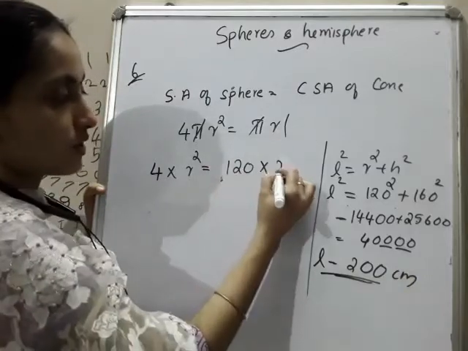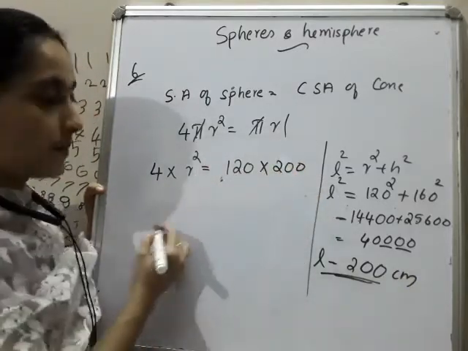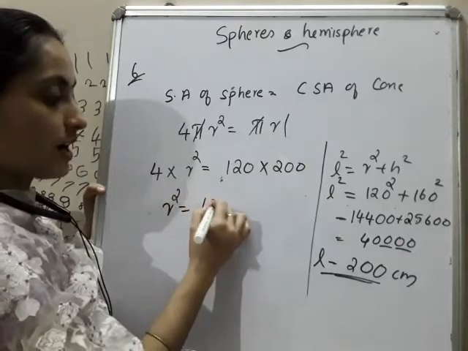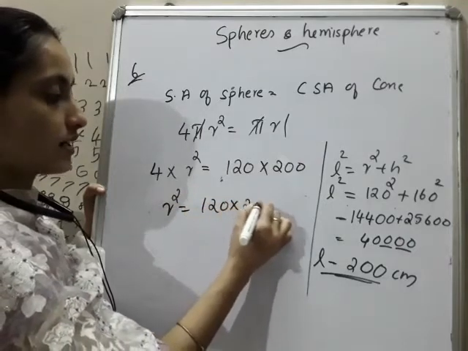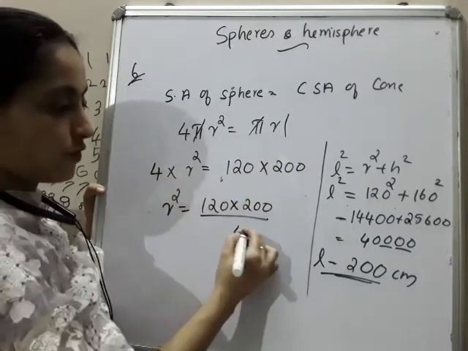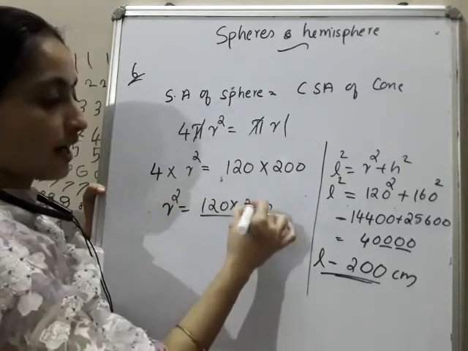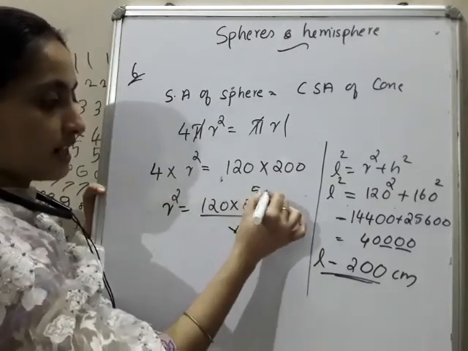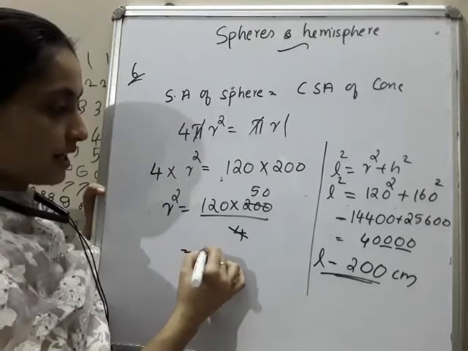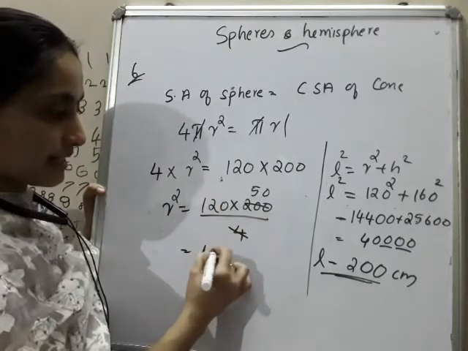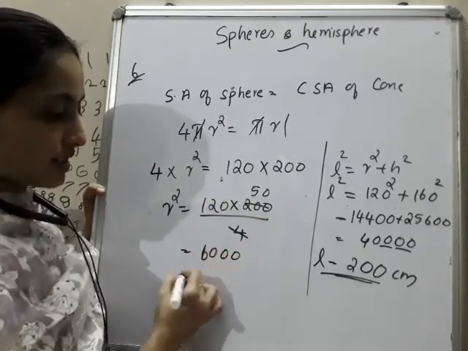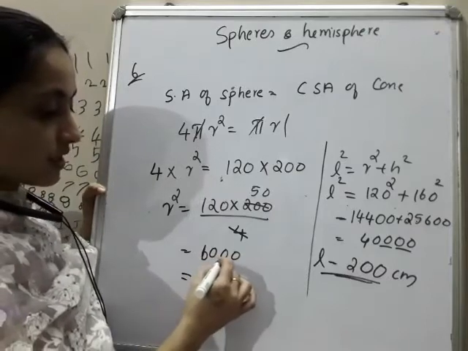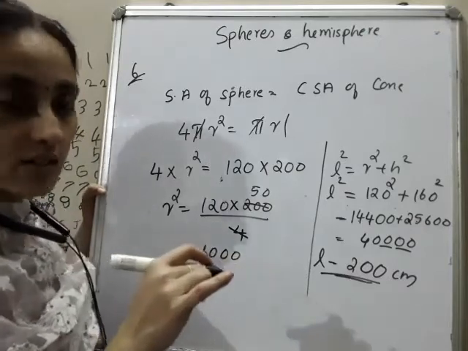So L will be equal to what? 200. Okay, so r square will be equal to what? 120 into 200 divided by 4. Okay, so 4 and 20 you can cancel, 50 will come. So that is 12 into 5, which is 60. Then double 0, 6000 will come. Okay, so from this you will just factorize and find out.